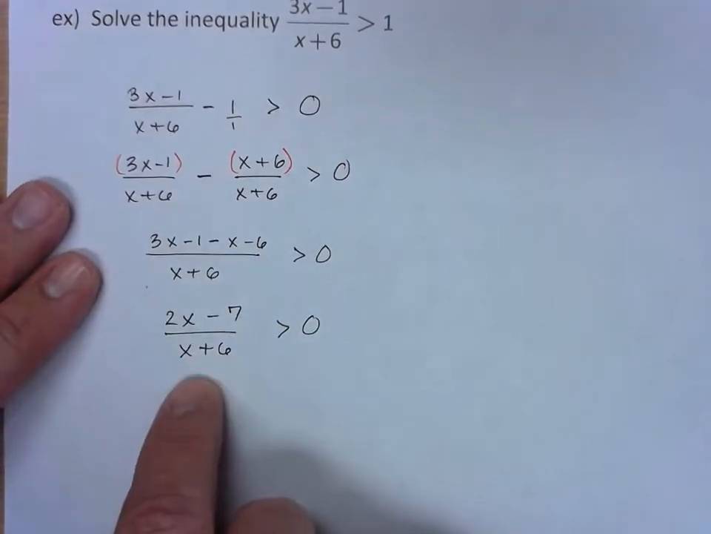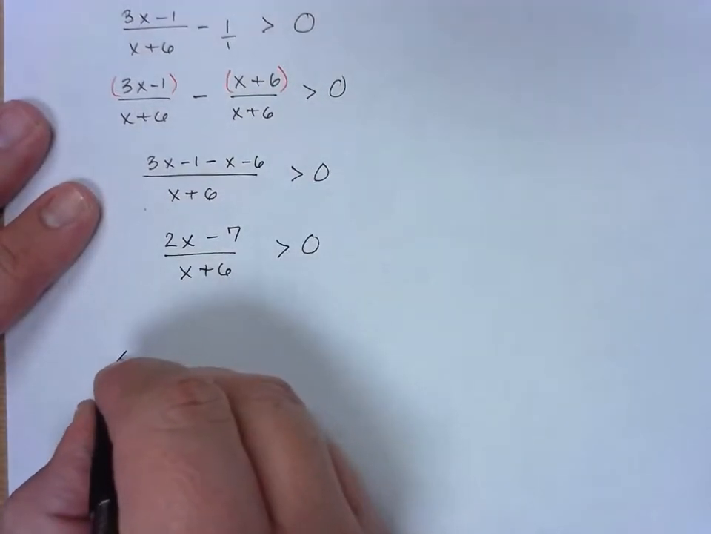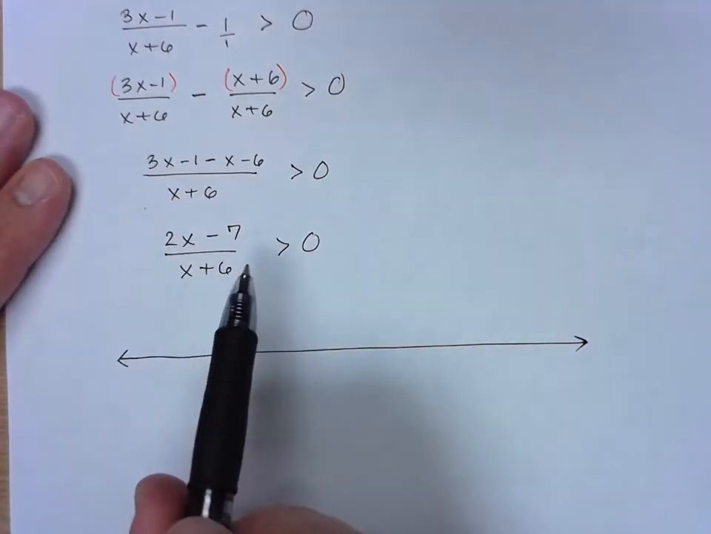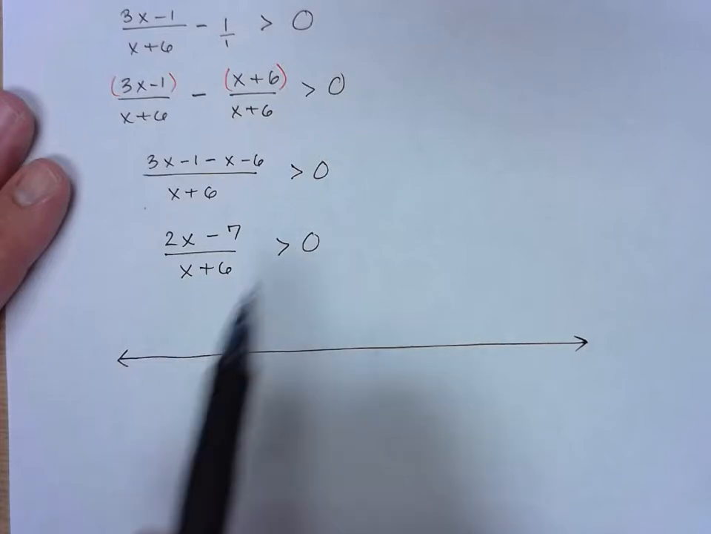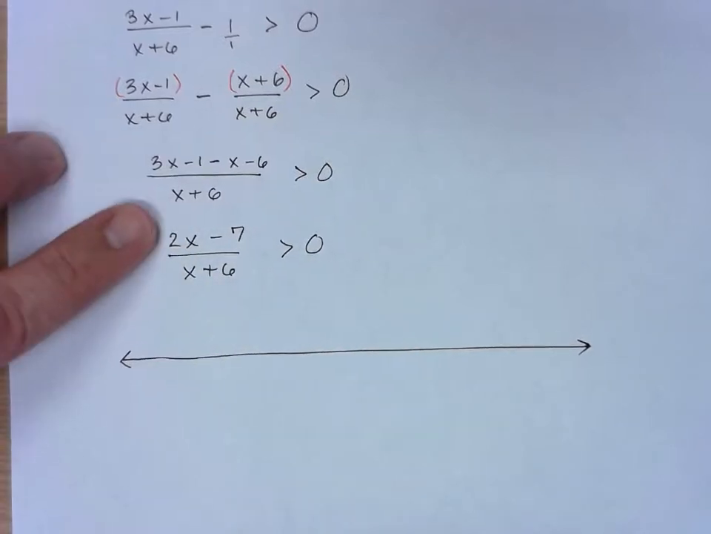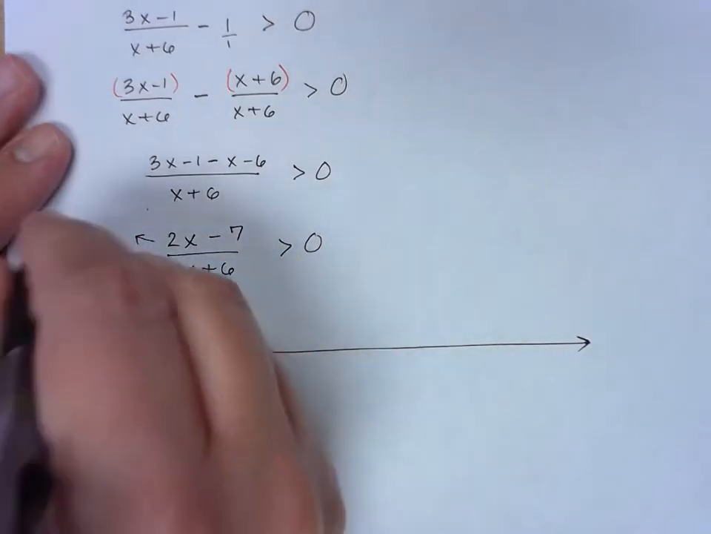So now I'm dealing with a rational expression. So just like in the previous example, I want to list the zeros from each part of the fraction. Now notice, this inequality does not contain the equal to part. So that means I won't include the 0 that I get from the numerator. The numerator's 0 is going to be x equals 7 halves.